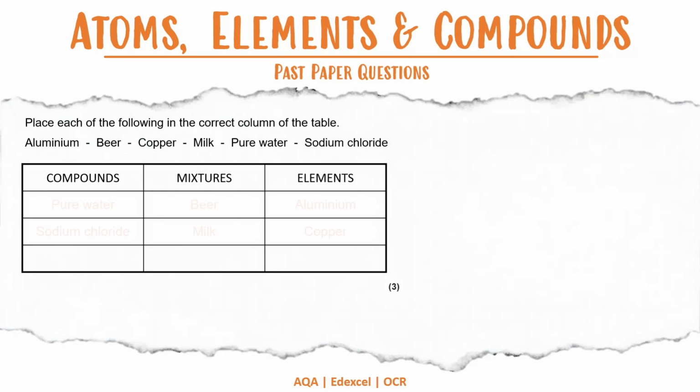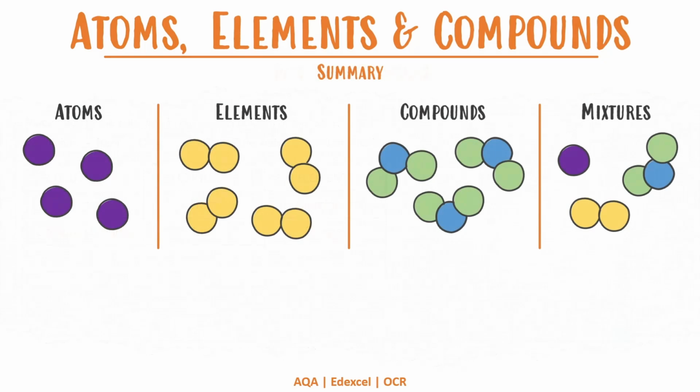And finally, the answers to this question. A key point here with the mixtures for both beer and milk. These are made of various different chemicals, but those chemicals are not bonded to each other. It's a mixture. Okay, let's summarize. Now we've looked at atoms, elements, compounds, and mixtures, as well as the examples and definitions that go along with those. And that's it for this video.